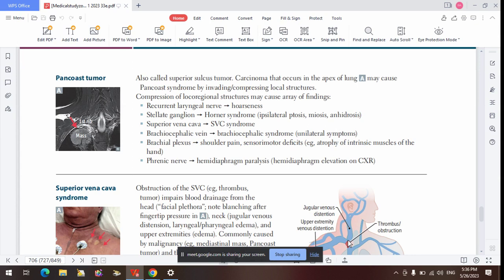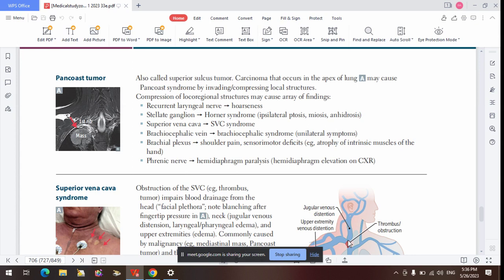Let me take it one by one. The right subclavian and the right IJV join together to form the right brachiocephalic vein. The left internal jugular and the left subclavian form the left brachiocephalic vein. The left and right brachiocephalic veins join together to form a common vein, the superior vena cava, which empties into the right atrium. So if you have compression of the superior vena cava, you have bilateral congestion.